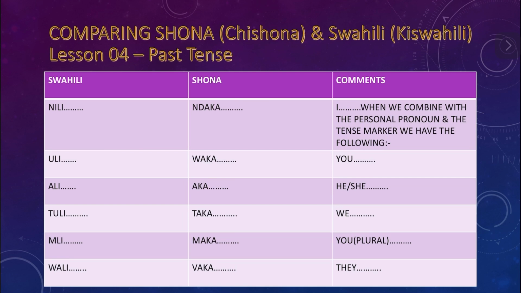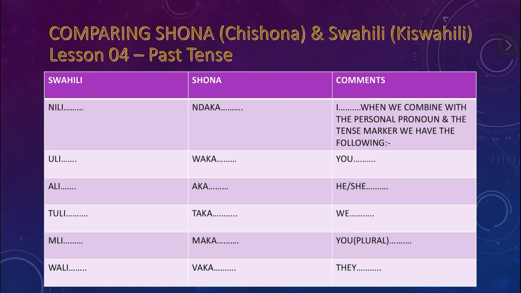Before we go to examples, let's combine the personal pronoun and the tense marker. We now have the following. In Swahili, nili. Shona, it will be ndaka. In English, you say I and you put the verb. Uli in Swahili is waka, meaning you, and the verb. Ali in Swahili is aka in Shona, he or she, and you put the verb.